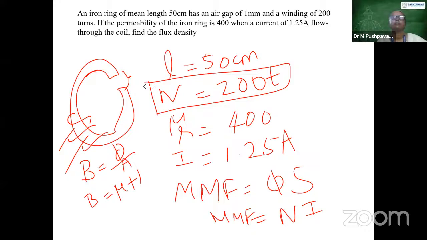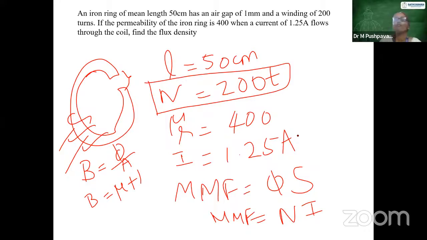Yeah, 250. Okay. So total MMF, what is the unit for MMF? Ampere turns. Good. Ampere turns 80. Okay. So we have to find out the total MMF value.